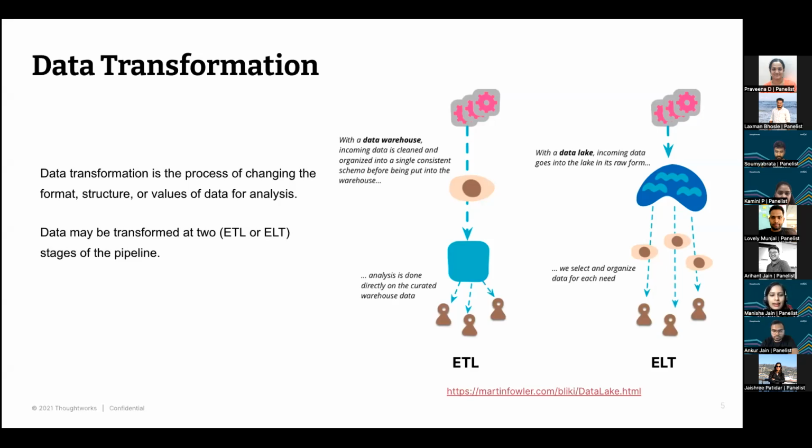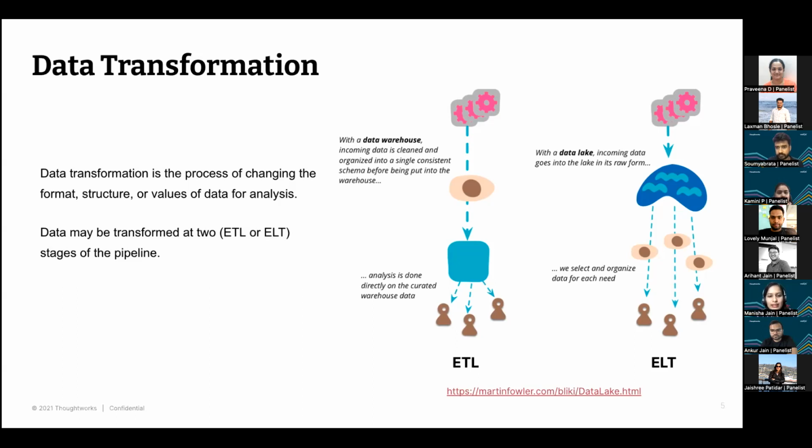So if you look at the diagram, in the first one, when we talk about data warehouse, the incoming data is cleansed and organized into a single consistent schema before being put into the warehouse. That means the transformation is happening before loading the data into a consistent schema. So that is one place. And this is called ETL, E for extract, T for transform, L for load. Before loading the data set for analysis, I'm doing a transformation on the extracted data.